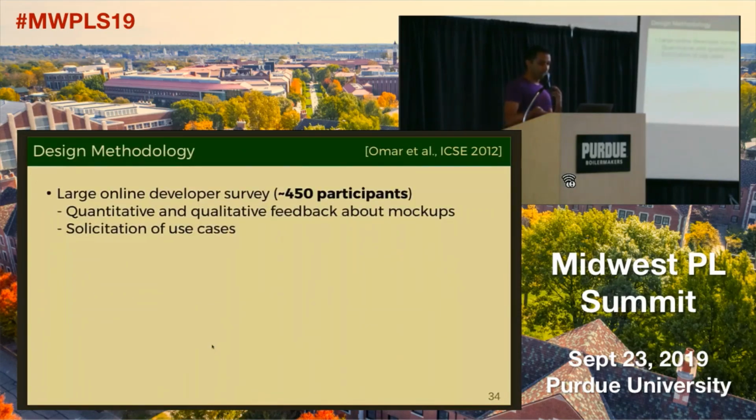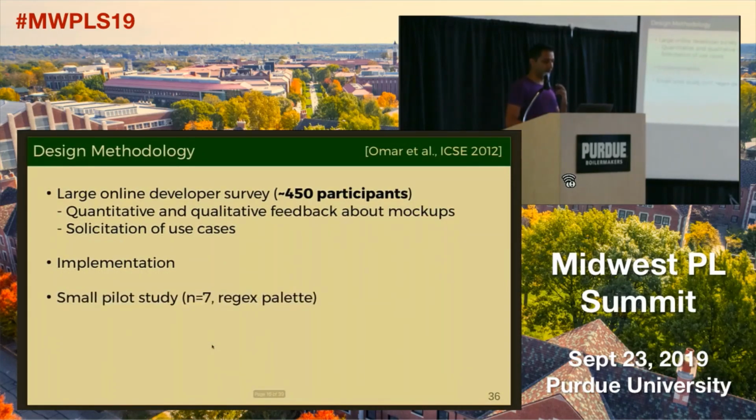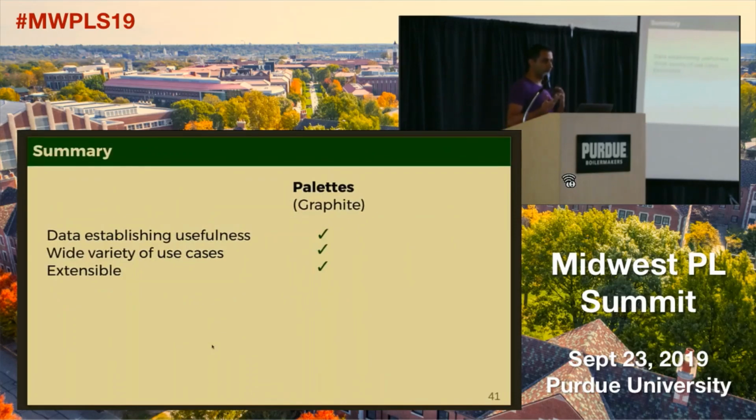And so briefly, the way we evaluated this was we started with a very large online developer survey of 450 participants. We asked for a bunch of feedback. Then we implemented it based on the feedback from mockups we had developed. And we did a little pilot study. I'm not going to talk about those things in detail, but the result of that work was that we have some good data establishing the usefulness of this kind of mechanism. We solicited a wide variety of use cases for this mechanism. And this mechanism has an extensibility mechanism, so you can associate these UIs with classes of your own.